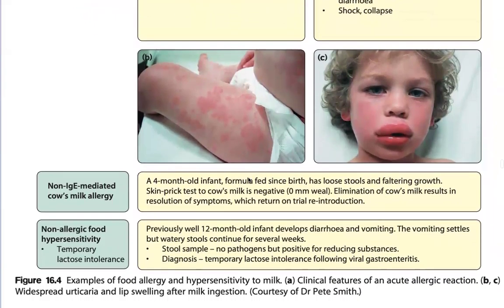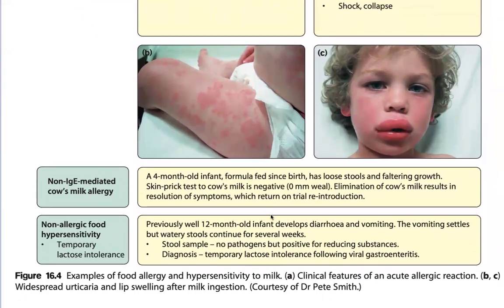Non-IgE-mediated cow's milk allergy: an infant who has had loose stools since birth and faltering growth after starting formula. Skin prick tests are negative, 0. Elimination of the cause results in resolution of symptoms, followed by a trial of reintroduction.